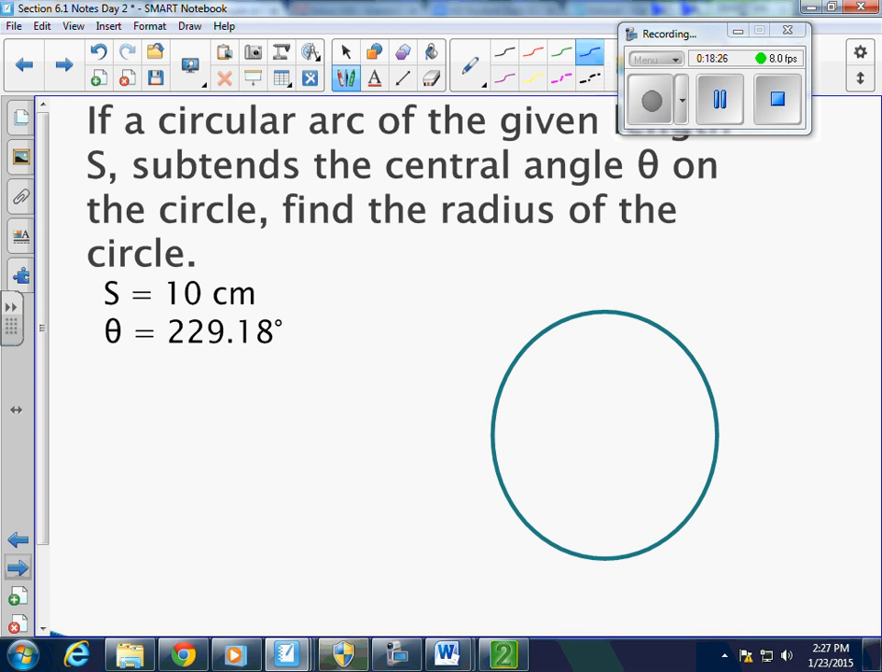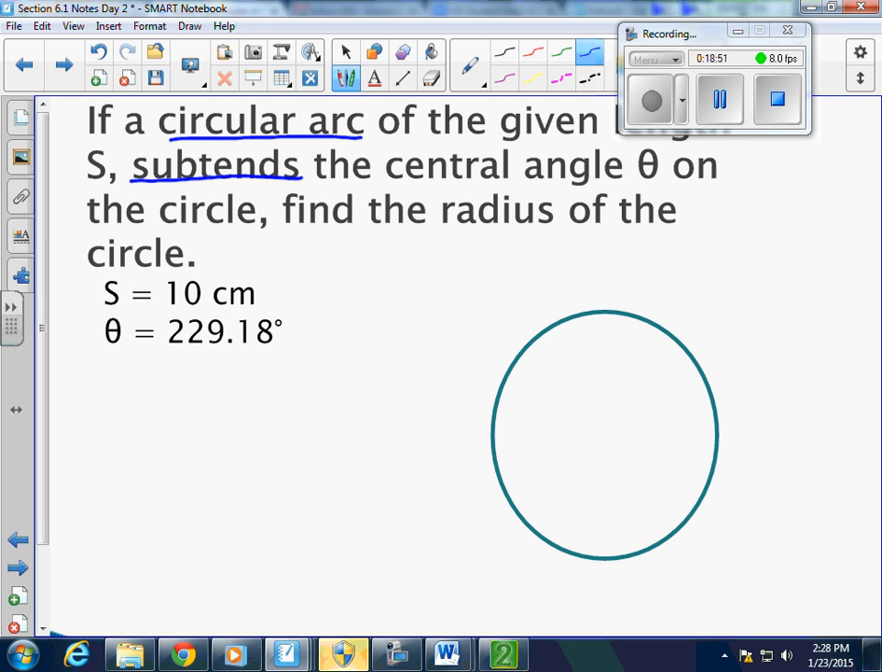This particular one talks about if a circular arc of a given length s subtends the central angle theta on the circle, find the radius of the circle. So when you think about circular arc, we're talking arc length, and we're talking about subtends. Subtends means to be on the outside. It's opposite the central angle. Central angle is an angle that's made with the origin or the center of the circle.